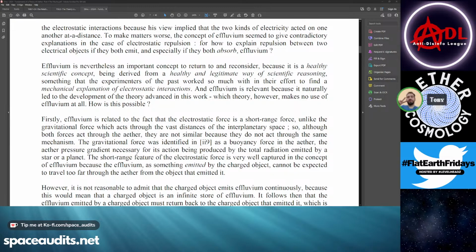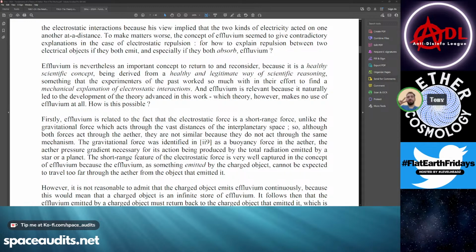To make matters worse, the concept of effluvium seemed to give contradictory explanations in the case of electrostatic repulsion. For how to explain repulsion between two electrical objects if they both emit, and especially if they both absorb effluvium. Effluvium is nevertheless an important concept to return to and reconsider because it is a healthy scientific concept. Well said.